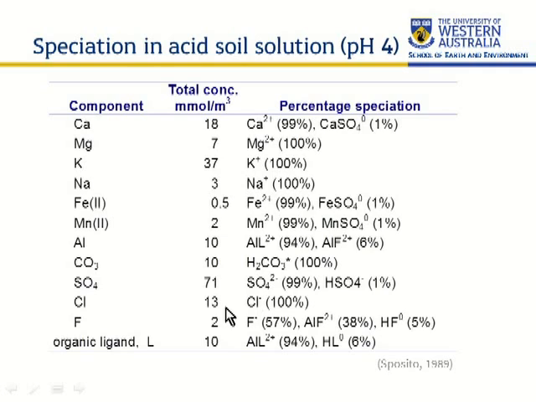There are some ions which don't speciate, if you like. Chloride is known not to combine so much with other ions, but aluminium, for example, forms very strong complexes. There's pretty much no free aluminium ion in the solution, despite the fact that it's an acid soil solution. It's present mostly in complexes with organic ligands and fluoride, and so on. So that's the type of information that we can get out.